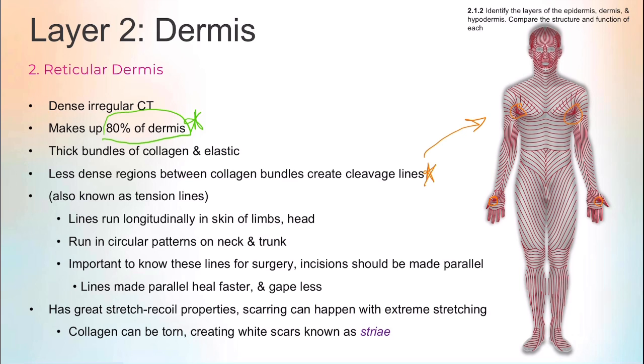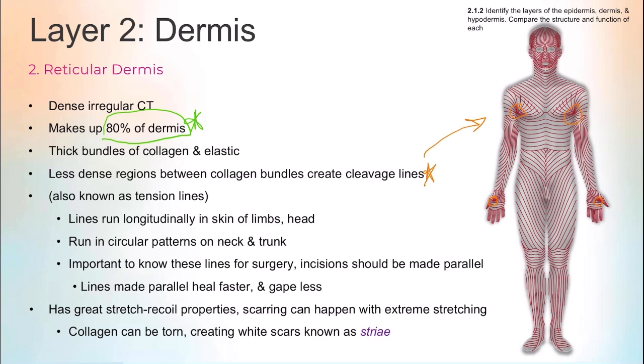Now, our reticular dermis is going to have really great stretch and recoil properties, so that allows us to stretch that skin without having extensive damage done. So that skin's able to bounce back to its original position multiple times. We can also see that when we talk about weight gain and weight loss, this reticular dermis, that stretch and recoil is very, very important. We will also see that in certain circumstances, collagen can be torn, usually in terms of large amounts of weight gain.